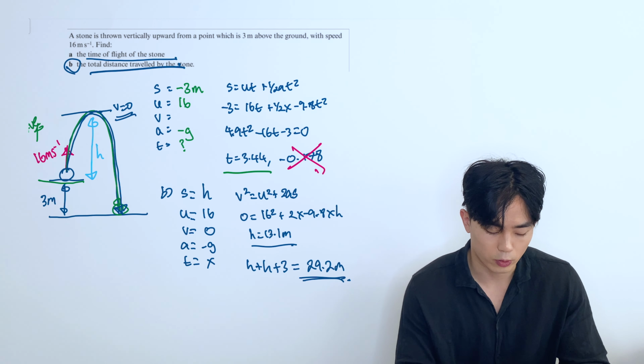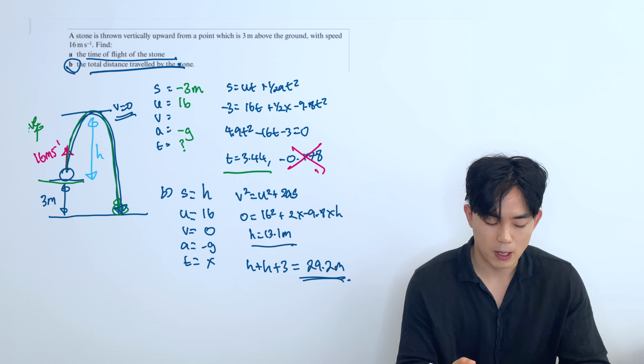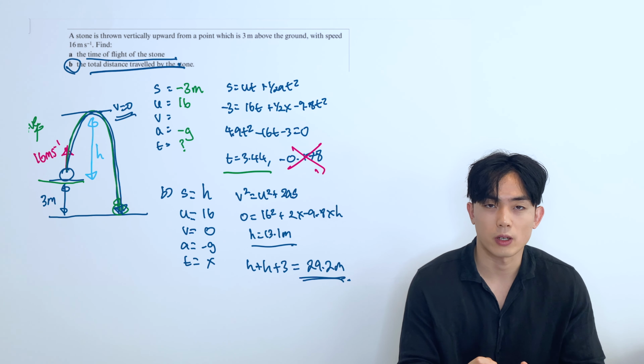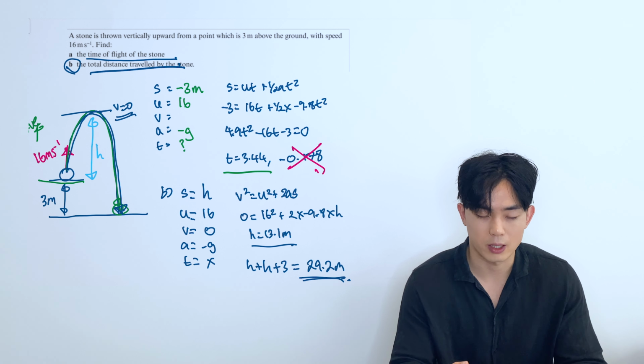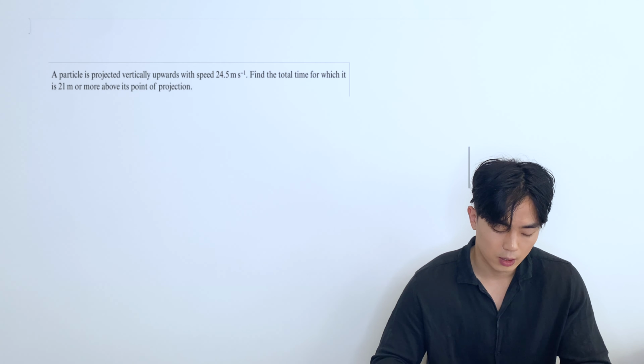Just make sure you draw the graph or draw the motion very clearly. Make sure you determine very clearly where your initial point and the final point is, just to determine the correct displacement values. Okay, let's try another one.